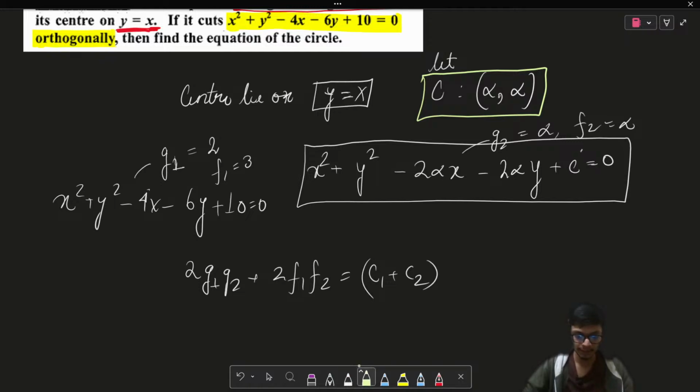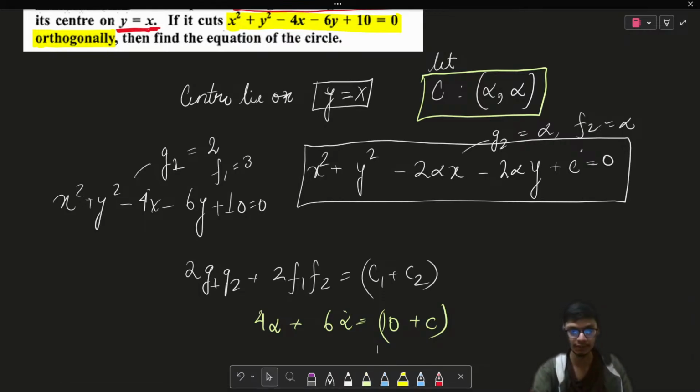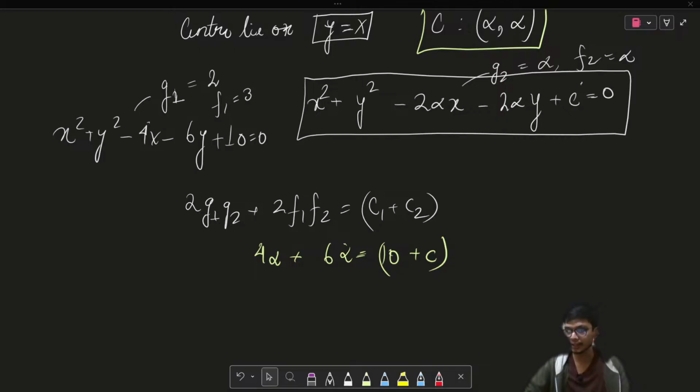So if I do that, then we'll get this condition, that is 2 times alpha into 2, that is going to be 4 alpha plus 6 alpha, it should be equal to 10 plus some constant c, right? So this is how we will have the equation, right? Is it clear? All right, so from this condition we can estimate that.